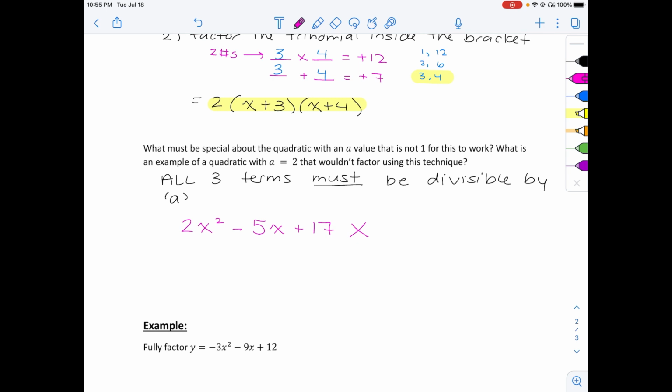Whereas an example of one that would work is, let's say, 4x squared minus 36x plus 100. I know that all three of those terms are evenly divisible by 4, so that's an example that would work. That's the only thing that you need to keep an eye out for, that all of your terms can be divisible by your a value.